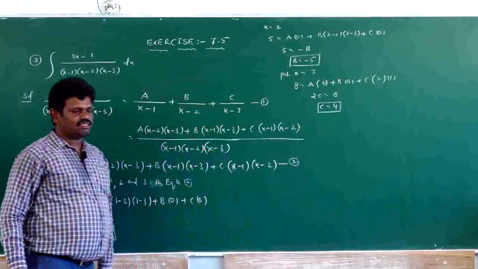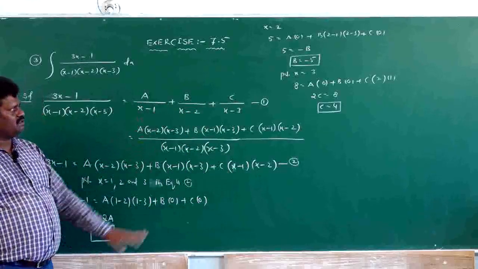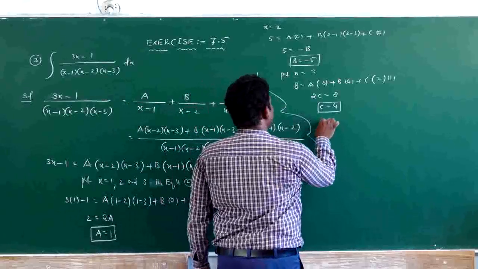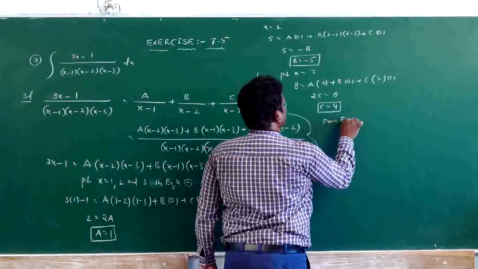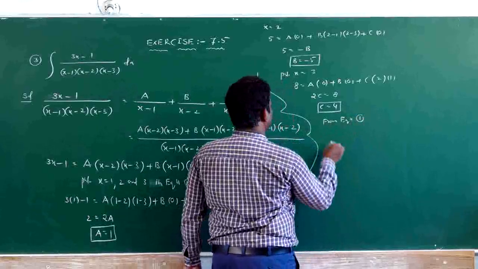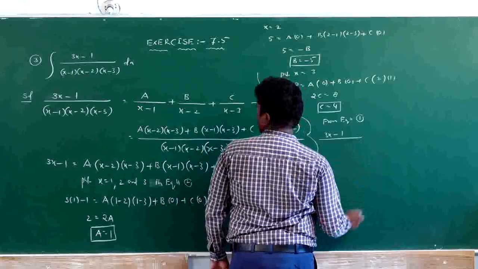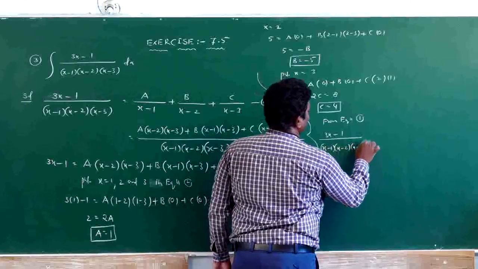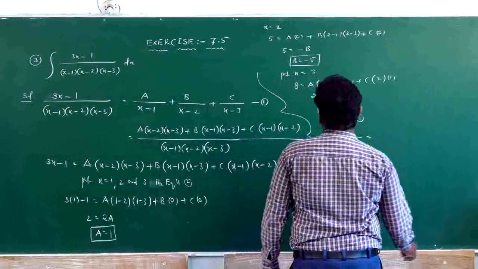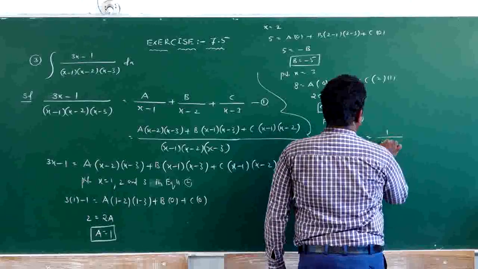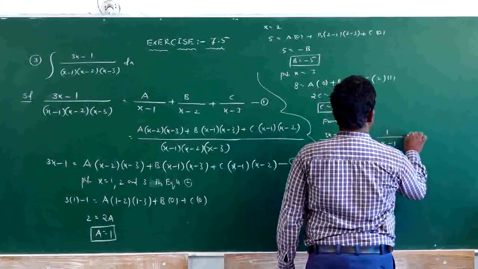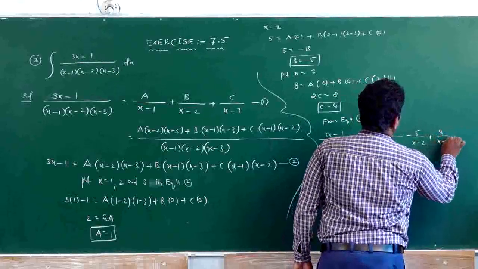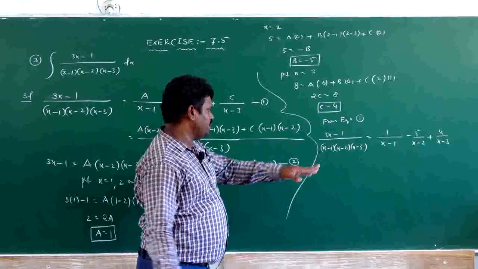Now these are the constant values: a is equal to 1, b is equal to minus 5, c is equal to 4. We substitute these values in equation 1. So from equation 1, 3x minus 1 by x minus 1 into x minus 2 into x minus 3 is equal to 1 by x minus 1, minus 5 by x minus 2, plus 4 by x minus 3. Okay, now integrating this value.